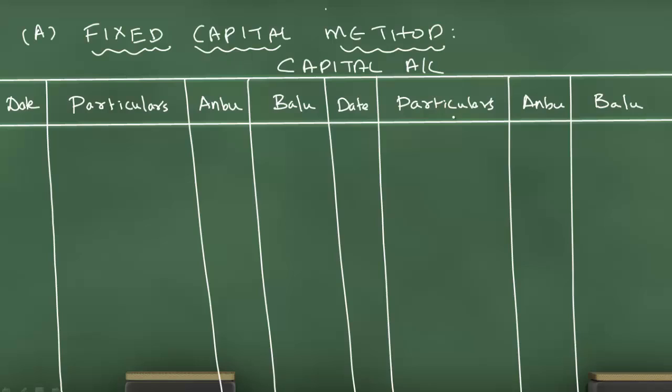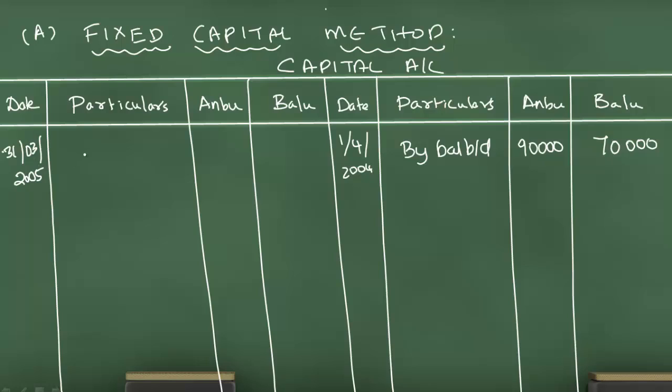Only the capital introduced. On 1st April 2004, the balance brought down, whatever capital was introduced by Anbu and Balu, is 90,000 and 70,000. So we'll write 90,000 as introduced, or the opening balance, and Balu had 70,000. What will happen with the capital account is that no other adjustments will be entertained. So at year end, this account will be closed on 31/3/2005, by balance carried down 90,000 and 70,000. So the account is going to be closed here now.